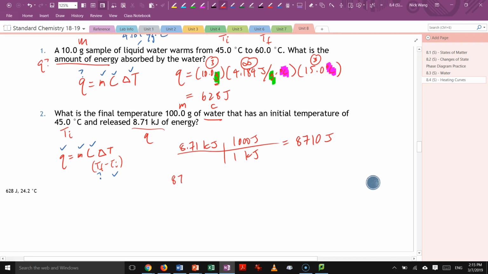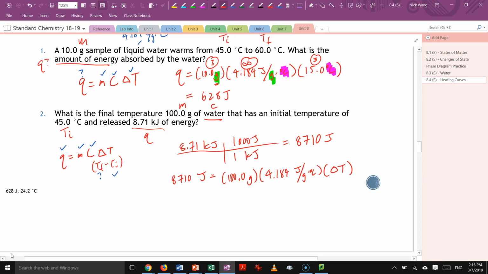That's going to be 8,710 joules is equal to the mass, which is given to me as 100.0 grams, times the specific heat of water, which is 4.184 joules per gram Celsius, right? It's not kilojoules per gram Celsius, but joules per gram Celsius, times delta T, which we don't know yet. So I'm just going to leave delta T in there like that. Let's isolate delta T as a variable here.